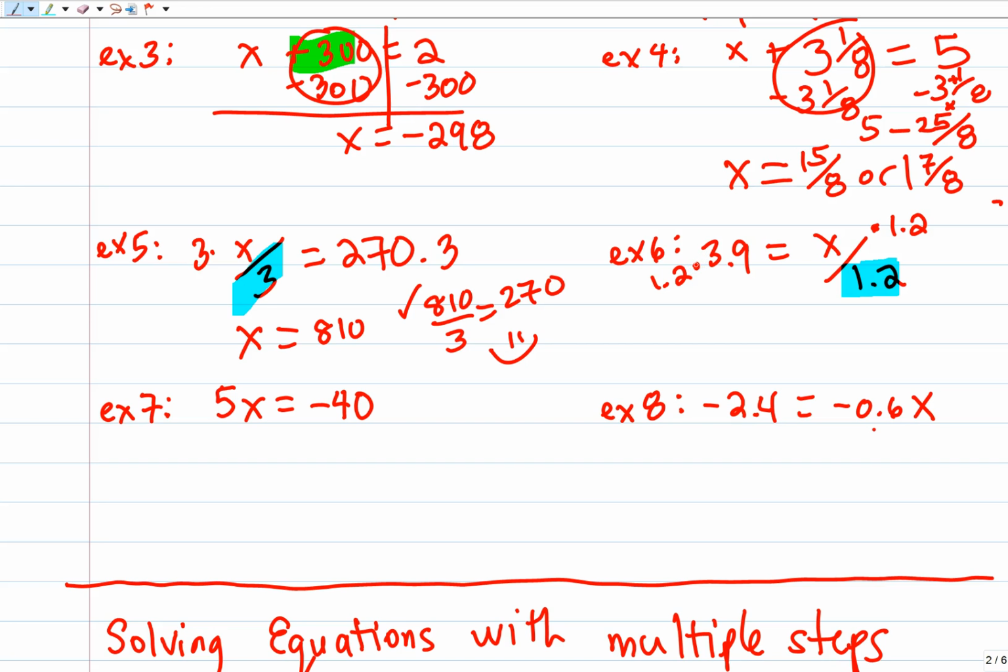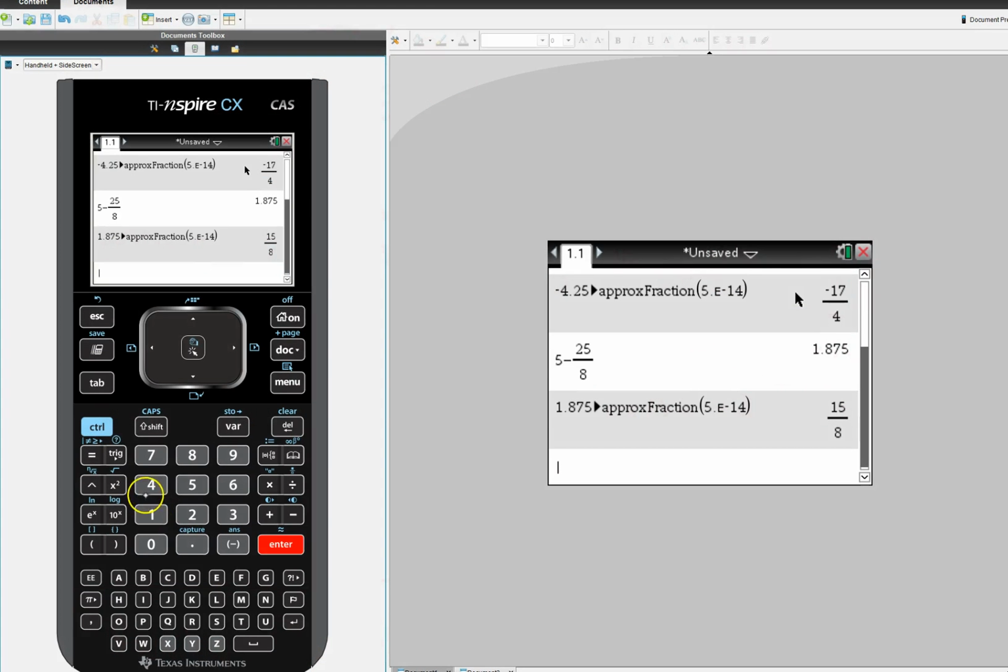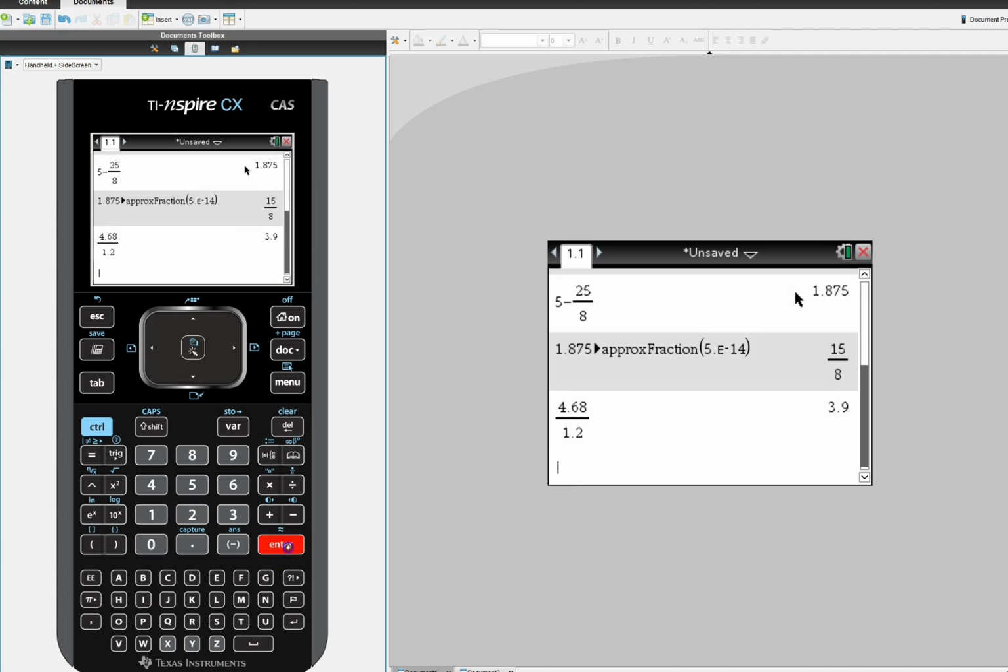What is 1.2 times 3.9? I heard 4.68. Is that correct? Could I check it? If it's right, 4.68 divided by 1.2 should equal 3.9. Is it right? Big old smiley face. I don't have to worry about whether I got this one right or wrong on the test.